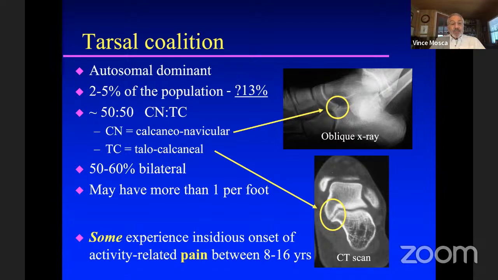The issue with tarsal coalitions is that some affected individuals have pain. And if they have this activity-related pain, because that's when it occurs, with activities, it sometimes is experienced between the ages of 8 and 16 years, rarely in younger kids. And if they're going to have pain in their lifetime, it generally starts in that interval between 8 and 16 years of age.